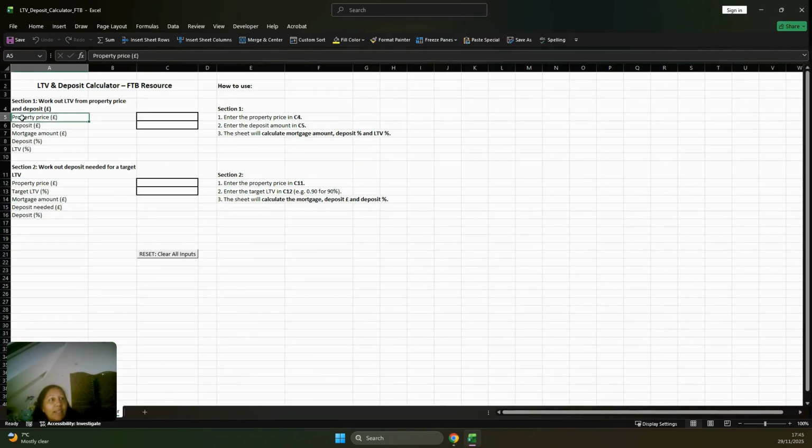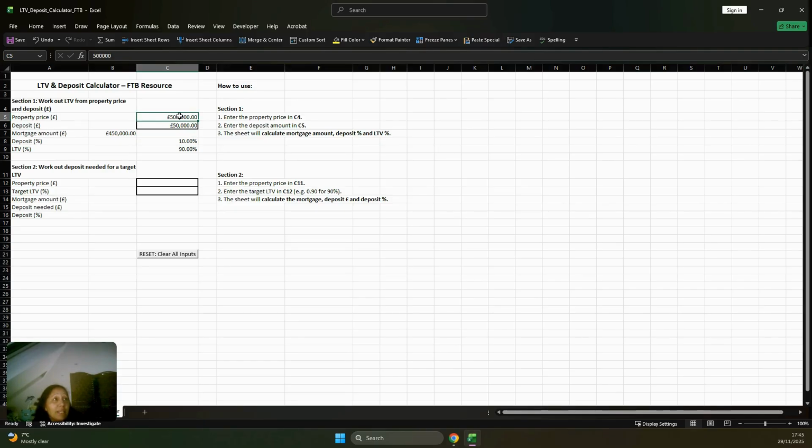Now, when you're looking at this, say the property price was, well, say 500,000, and we put down a 50,000 deposit. That would mean the loan, the mortgage amount that you would need, would be 450,000. That would be a 10% deposit, 90% loan to value.